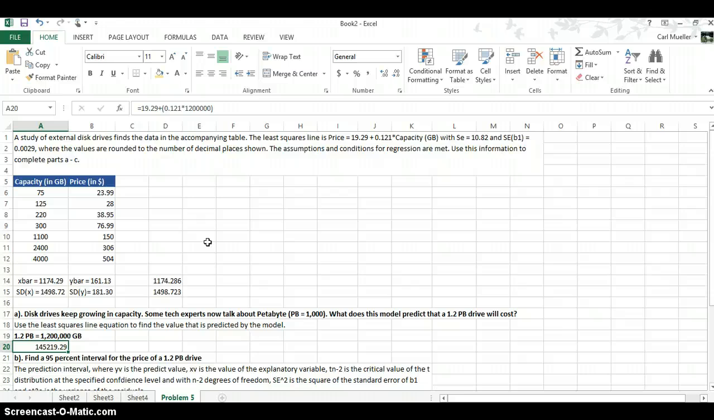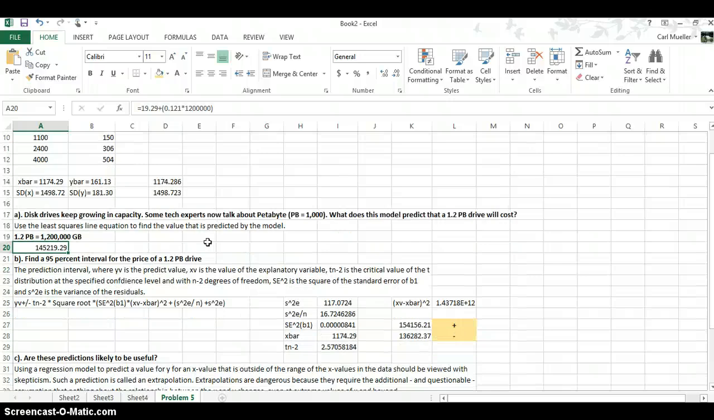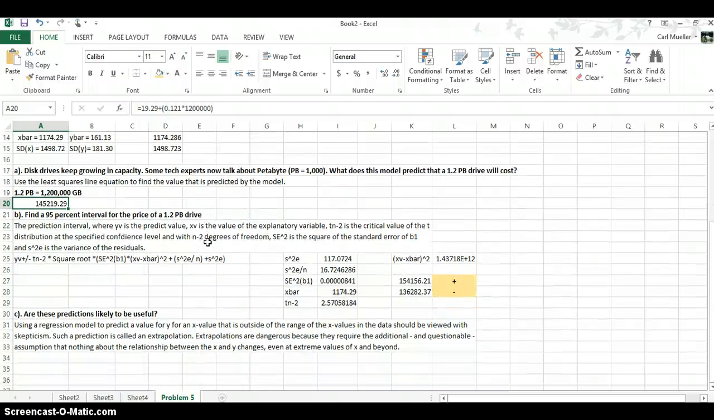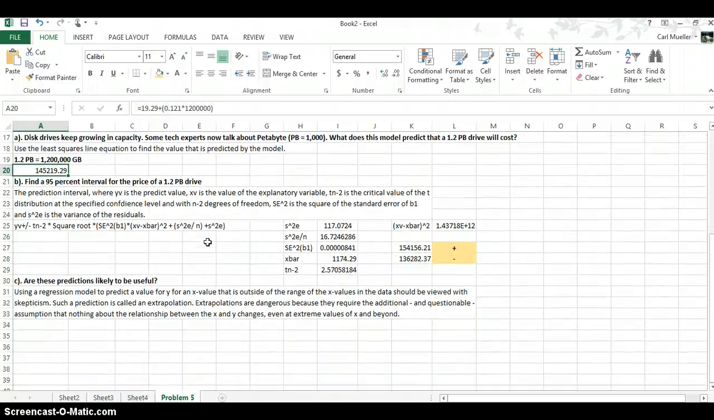So question B: find a 95% interval for the price of a 1.2 petabyte drive. We have everything that we need in this case. Now, the prediction interval, where y-hat is the predicted value. The predicted value is what we just saw right here, $145,000. X-sub-v is the value of the explanatory variable. What's the explanatory variable that we're looking at? It's our investigative option, 1.2 petabytes or 1.2 million gigabytes.